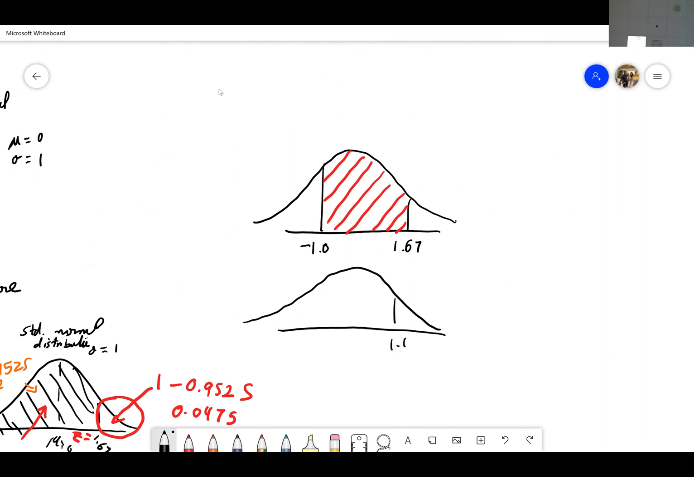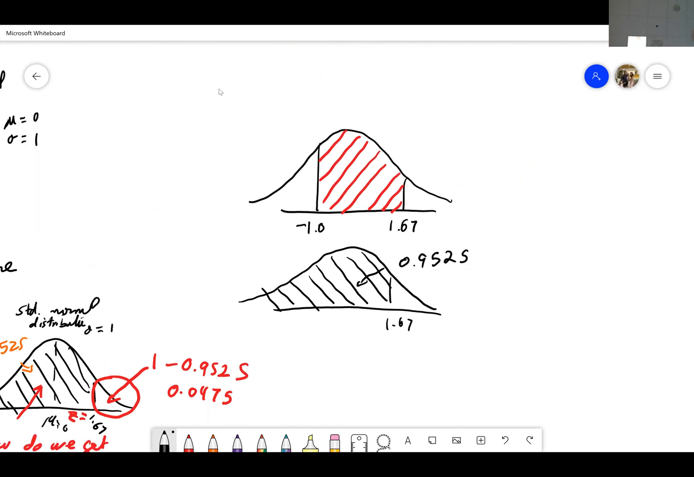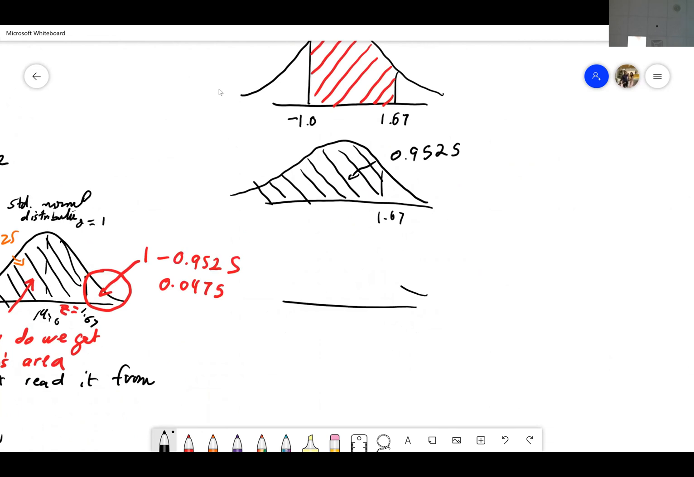If we figured out the area to the left of 1.67, it would be 0.9525. That's for sure. If we figured out the area to the left of -1.0, and I'm gonna cheat a little bit.